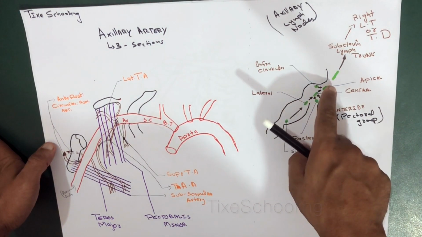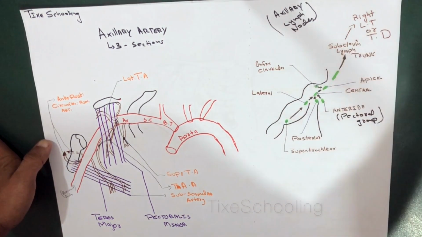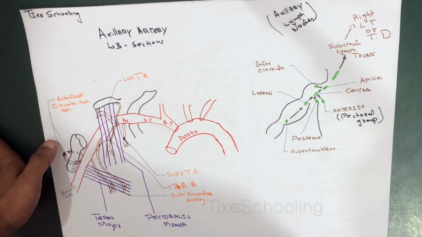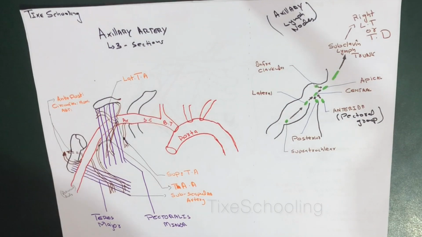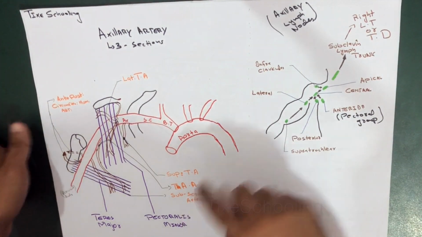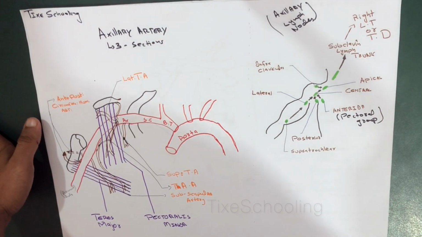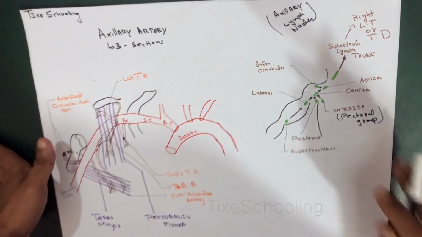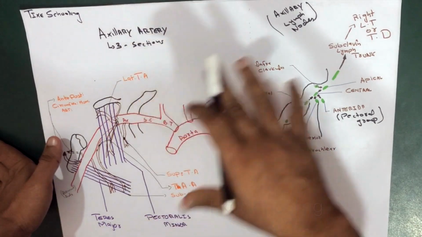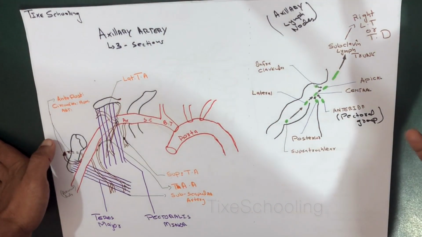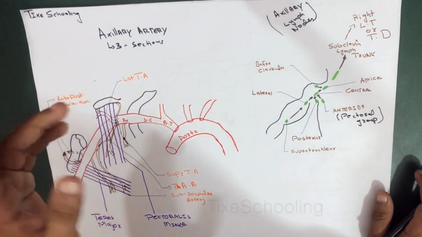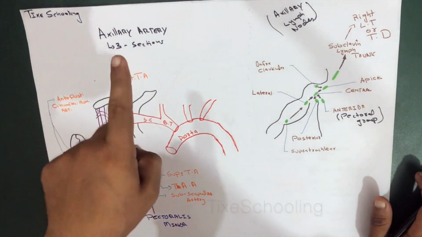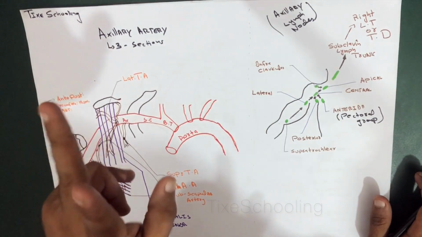Again, the central group ends up in the apical group, which ends up in the subclavian lymphatic trunk, and that finally goes to the right lymphatic duct, or if it's on the left side, it ends up in the thoracic duct. All right, so this is regarding these. I have talked about the axillary artery, which is a content of the axilla, and the axillary lymph nodes, which are also a content of the axilla. Two things remain: the brachial plexus and the axillary vein.